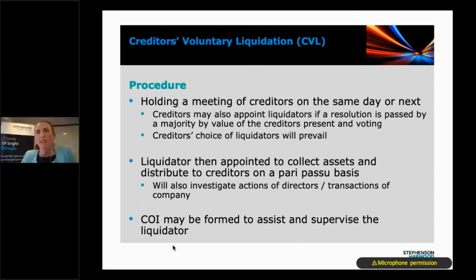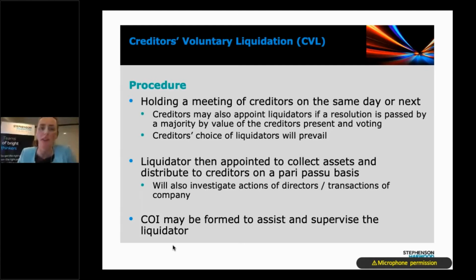It's worth remembering liquidators are independent and they're bound by various ethical and statutory duties. They will exercise their professional judgment in making decisions in the best interest of all the creditors, including whether that's making further inquiries, investigations. They won't be dictated to by the people that nominated them.